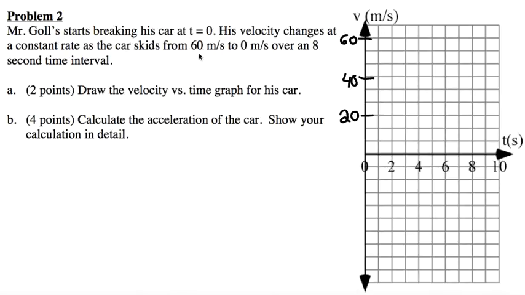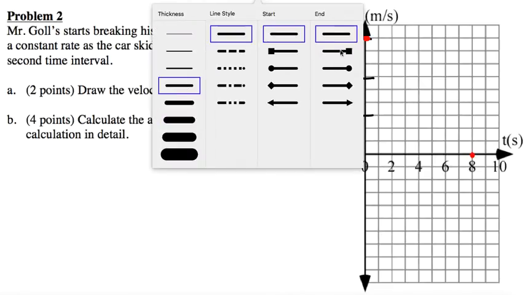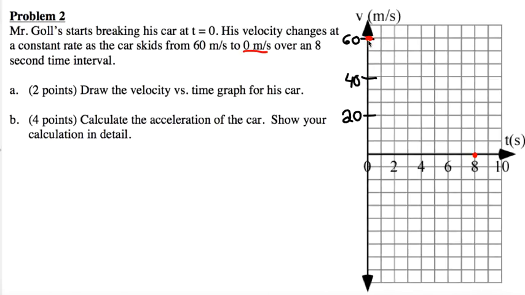Alright, at a time of 0, he started with a speed of 60. Over an 8-second time interval, he slowed down to a speed of 0. So this velocity that starts at 60 gets slower and slower. At a time of 8 seconds, he's reached a speed of 0. So our velocity graph for this problem will be just a straight line that connects those 2 points. We have a line from 60 down to 0 in 8 seconds.